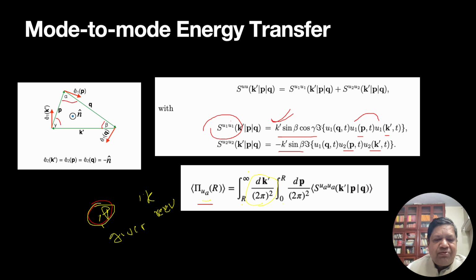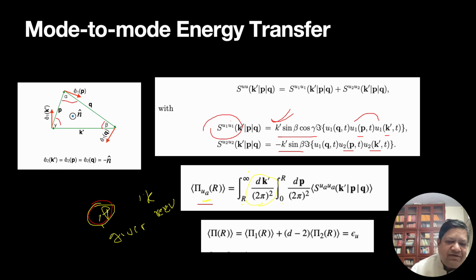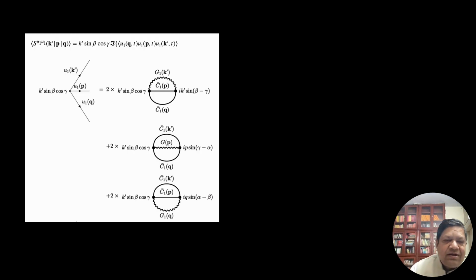This is for U_A, where A could be 1 or 2 in 3D, or in higher dimension it is 1, 2, 3, 4 up to D minus 1. The total flux will be pi 1, which is for U1, and then pi 2, pi 3, and so on, for U2, U3, up to D minus 2. By the way, U1 has a different channel than U2 and U3, but U2 and U3 are similar energy transfer channels. So how to compute S for U1 U1?